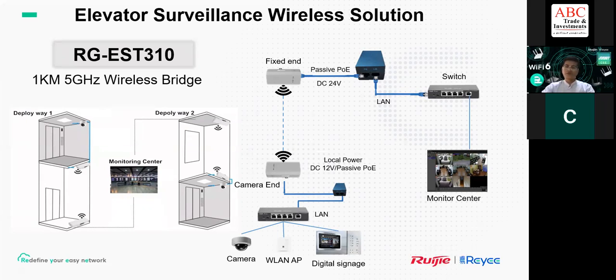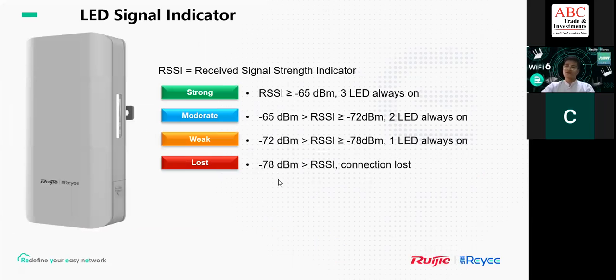Okay, I want to mention one thing, which is our LED strength indicator. As you can see here, we have a full signal strength indicator on the EST310. You can also check this easily on all our devices. For strong, we mentioned greater than -65, which means -64 or -63 or -62. It is better to get this signal, and it shows you 3 LEDs always on.